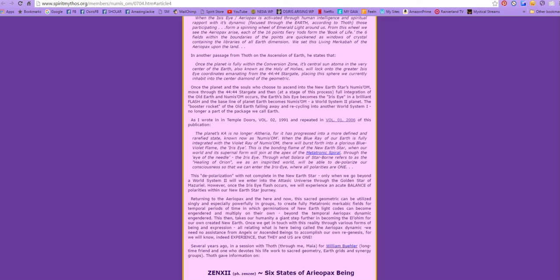Fully Metatronic Merkabic fields for temporal periods of time in which germinations of the new Earth light codes can become engendered and multiply on their own beyond the temporal EYE-AREIOPAX dynamic. This then takes our humanity a great giant step further in becoming the Elohim for our own created new star. Once we get in touch with this reality through the various forms of being and expression relating to what is here being called the EYE-AREIOPAX dynamic, we need no assistance from the angels or ascended beings to accomplish our own regenesis, for we will know, indeed experience, that they are us, that they and us are one.